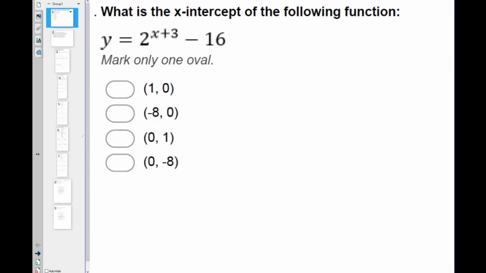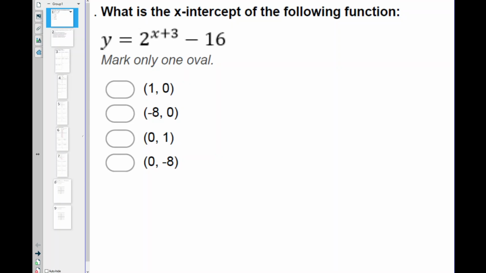All right, first one of the most frequently missed on the quiz. What is the x-intercept? All of these multiple choices were worth 3 points. So that's how we got to the 36, 12 times 3. What is the x-intercept of the following function? How do you find x-intercepts?